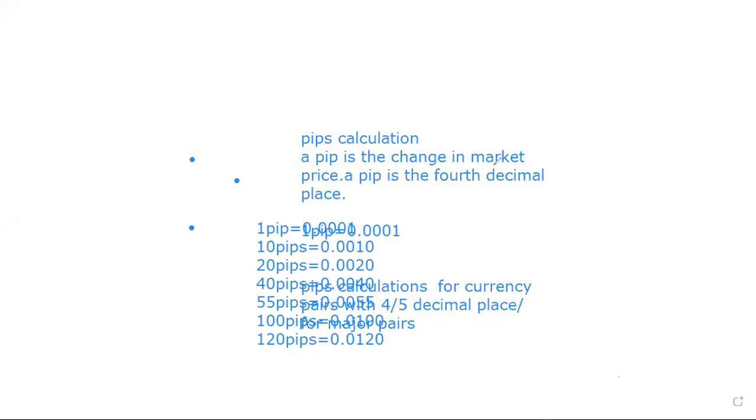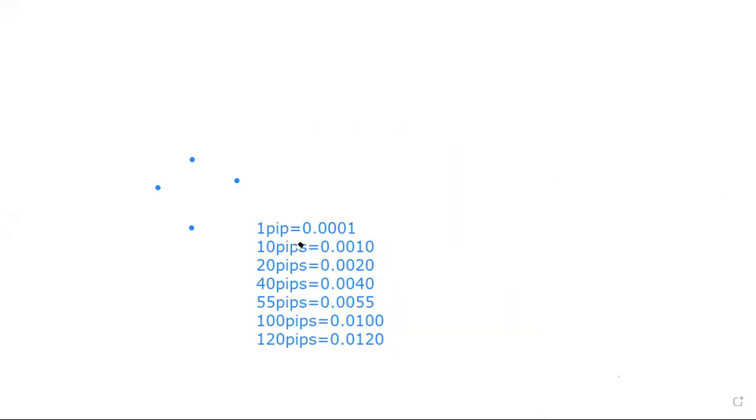Subheading: pips calculation for JPY pairs. You can write that down. Pips calculation for JPY pairs. That's a new subheading.